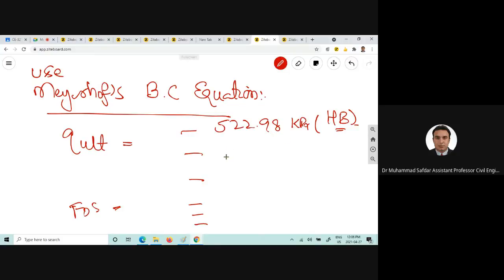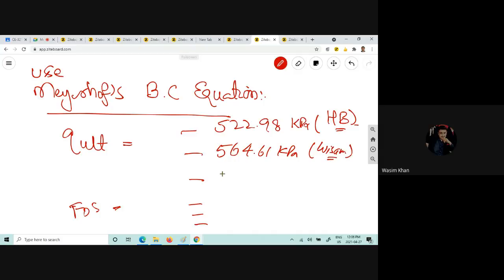Now, anyone else? Wissam, Wasim, Anas. I need two readings. 564.61, Wissam? Yes, sir. Okay. Sir, mere saath to 511.14 aata hai, sir. 511? I would write that as... And I will write... Wasim.